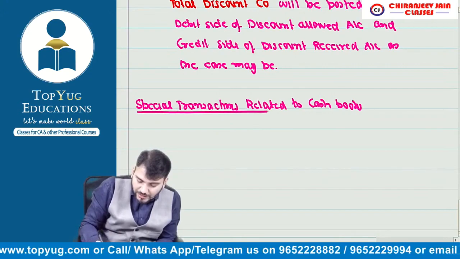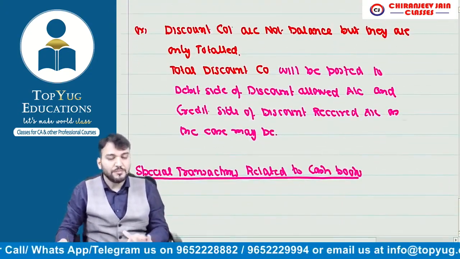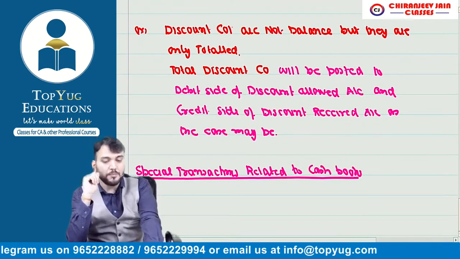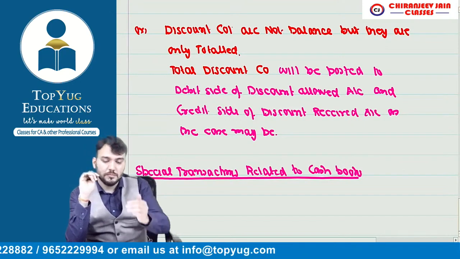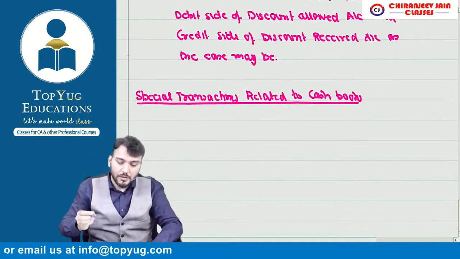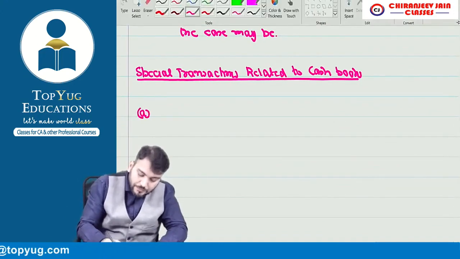Special transaction related to cash book. Up to this, any doubt? Correct. Up to this, any doubt? So write down first. Point number A.